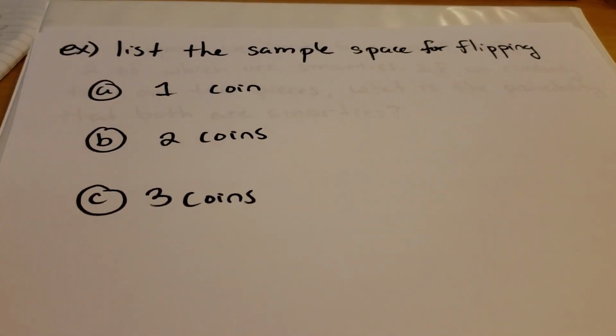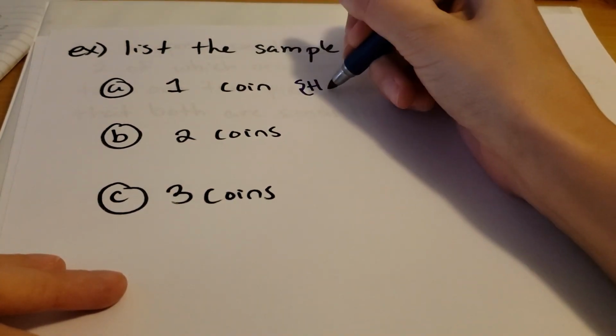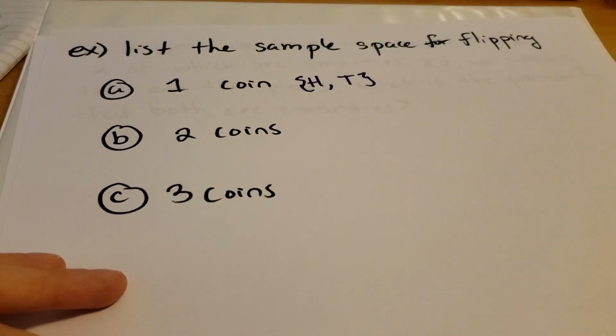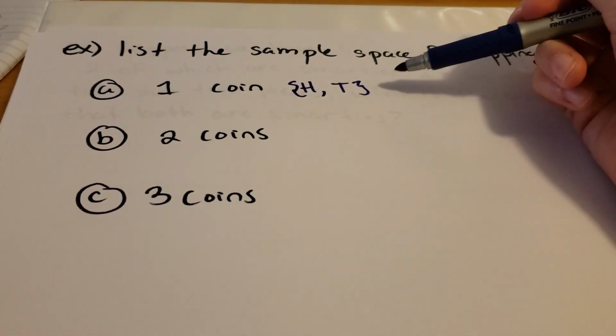So the sample space for flipping 1 coin, right, we just want to include all equally likely possible outcomes that can happen when we flip 1 coin, right? And we know the only things that could possibly happen is we could either land on heads or we could land on tails. That's it. So that's our sample space for flipping 1 coin.